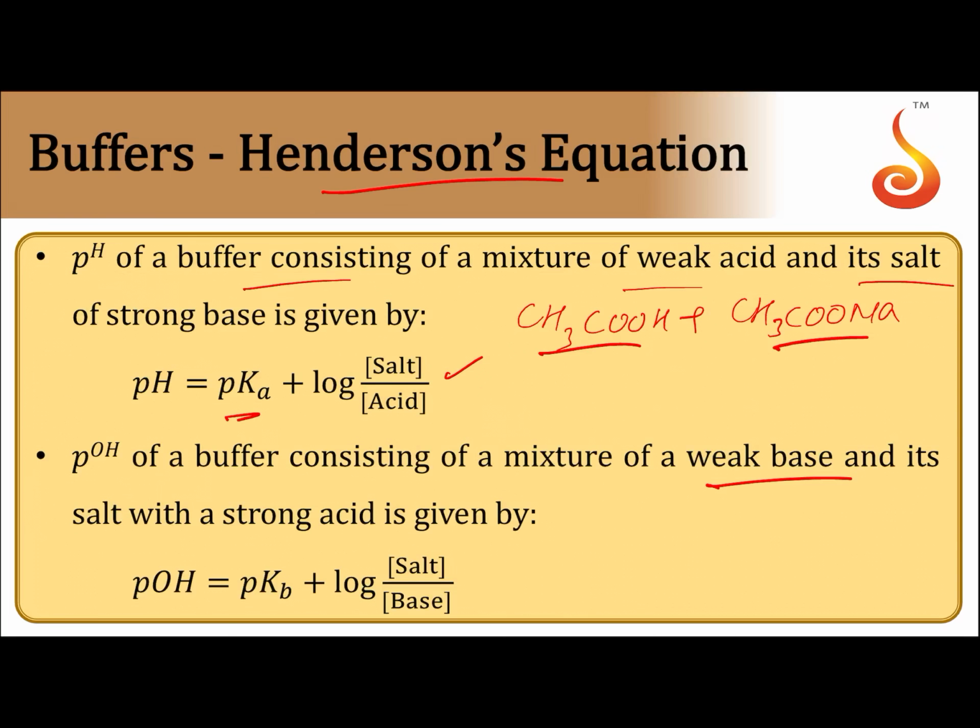A basic buffer is a mixture of a weak base and the corresponding salt of a strong acid; you can take the example of ammonium hydroxide plus ammonium chloride. For the basic buffer, pOH will be given as pKb plus log of the concentration of salt by the concentration of the base. And we know that a buffer resists the change in pH on adding a small amount of acid or base, even upon dilution.